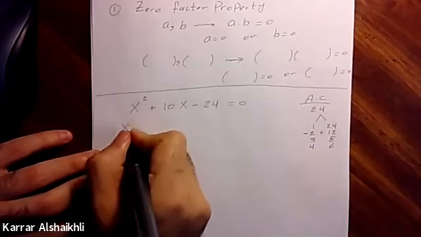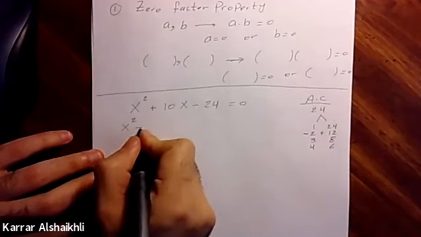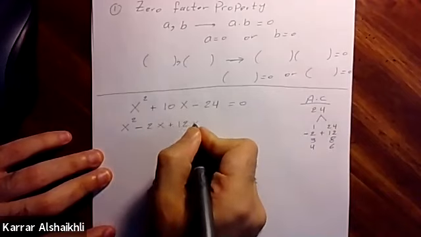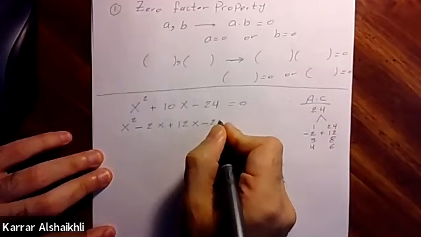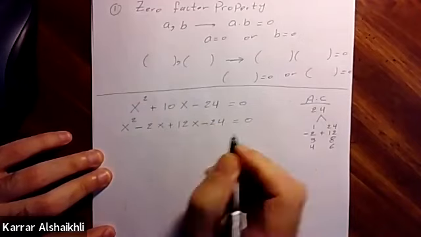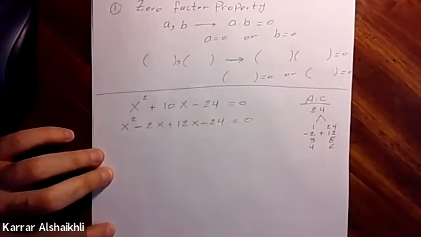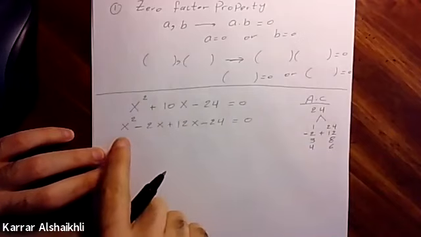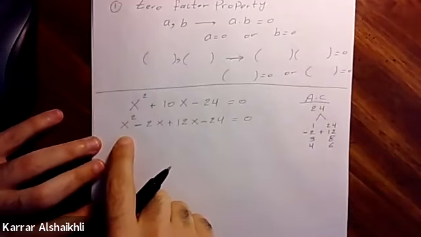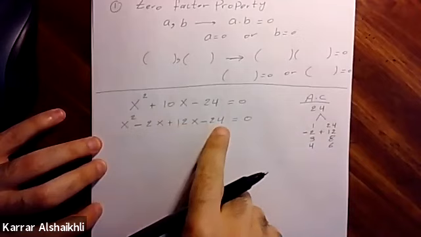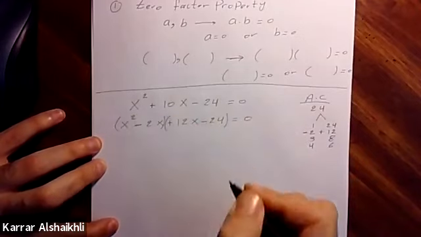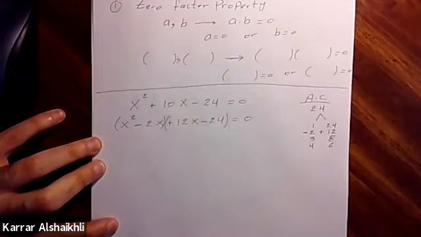So I'm going to say x squared minus 2x plus 12x minus 24 is going to be equal to 0. I'm using the AC method. We did a lot of examples on this one last class, in section R4. So now I have 4 terms. I'm going to group the first 2 terms and the last 2 terms.